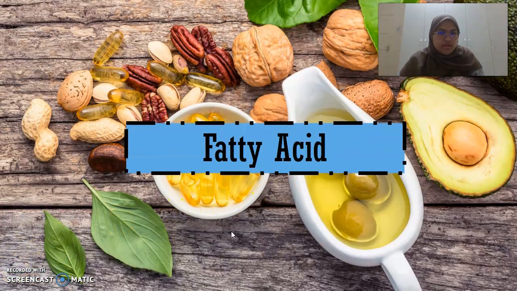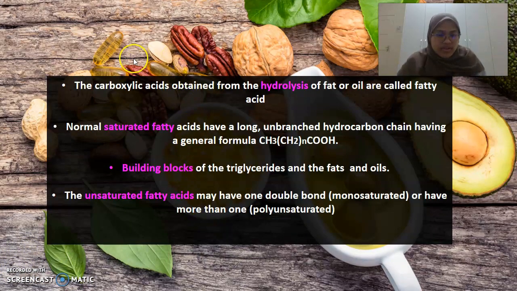Next, fatty acid. So what is a fatty acid? Fatty acids are the carboxylic acids obtained from the hydrolysis of fat or oil. Normal saturated fatty acids have a long unbranched hydrocarbon chain with a general formula of CH3(CH2)nCOOH. They are the building blocks of triglycerides, the fats and oils. The unsaturated fatty acid may have one double bond, which we call monounsaturated, or more than one, which is polyunsaturated.